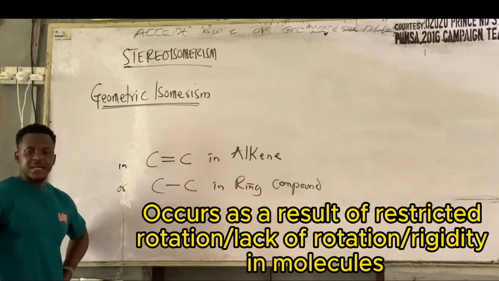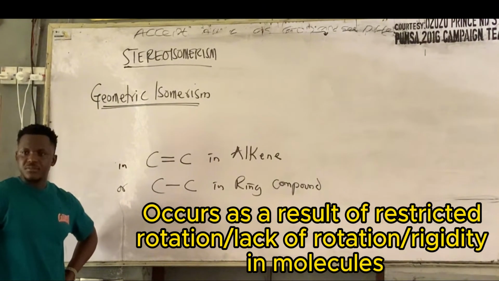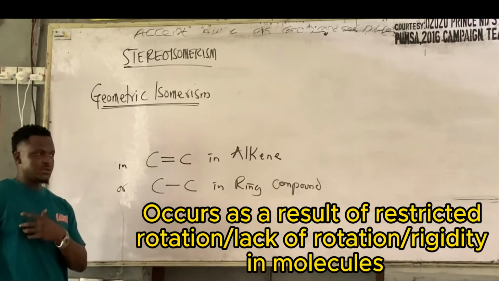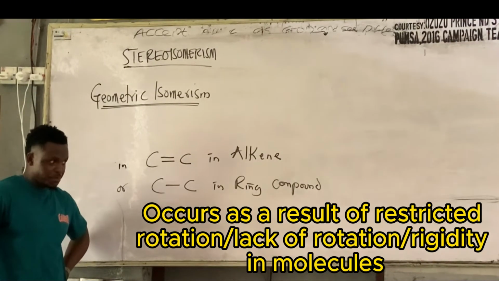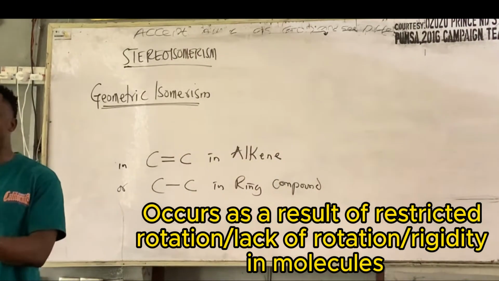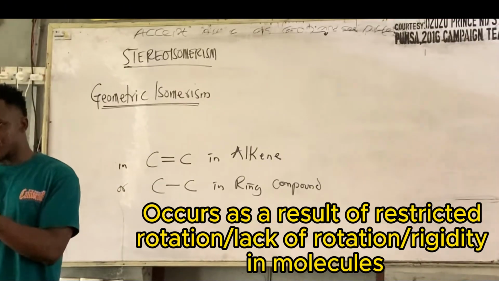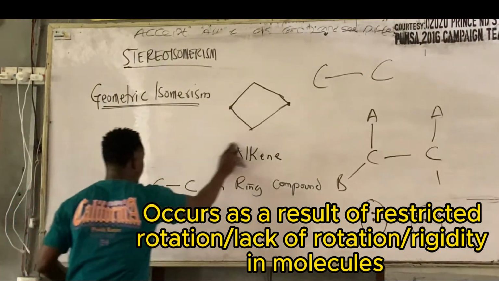In case you ask what causes geometric isomerism, for geometric isomerism to exist, the first condition is that the compound experiences restricted rotation as a result of either a double bond or a ring.